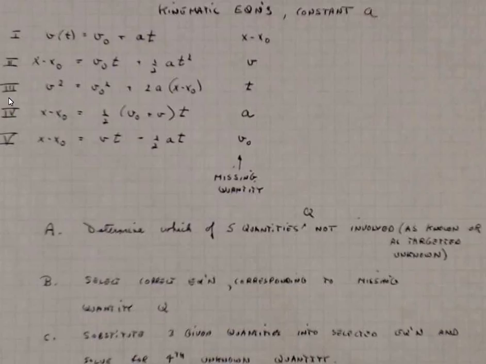Equation 3. V squared is equal to v naught squared plus 2a times the displacement. Missing quantity here is t.